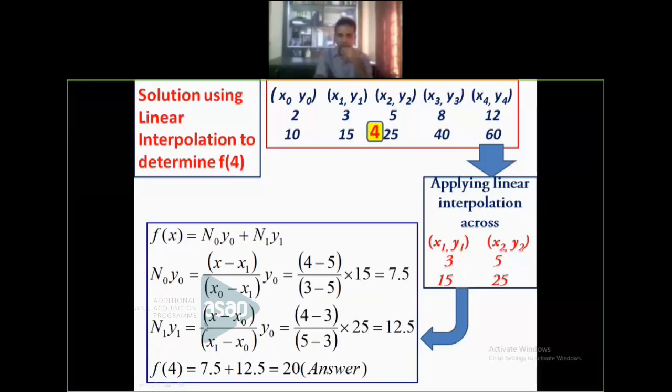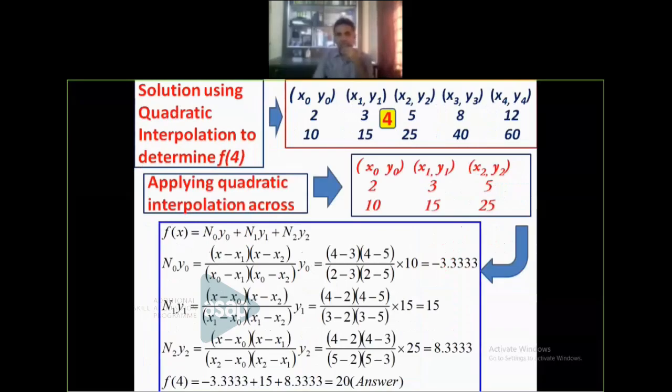What is N1 y1? It is (x minus x0) divided by (x1 minus x0), into y1. So 4 minus 3, where 4 is x and 3 is x0, divided by x1 minus x0, which is 5 minus 3, into y1, 25. When you multiply this, you get 12.5. When you add N0 y0 and N1 y1, you get the same answer, 20. So you can also use linear interpolation, just to illustrate how different methods can be applied to get a solution for given data.